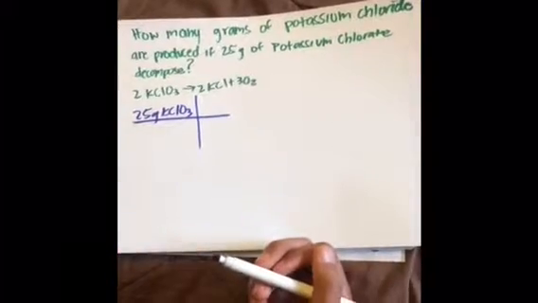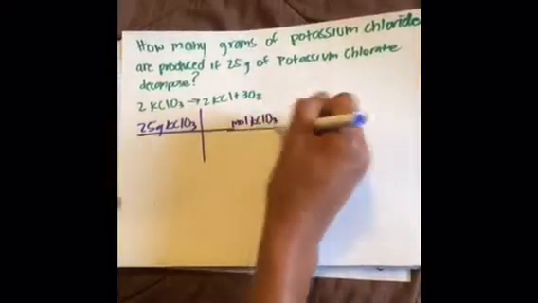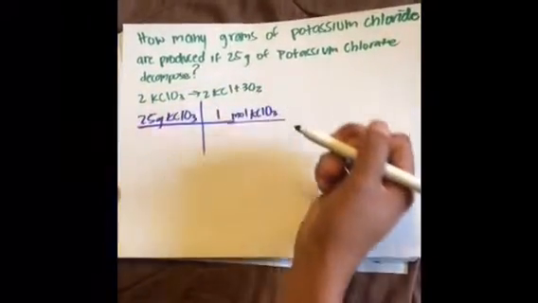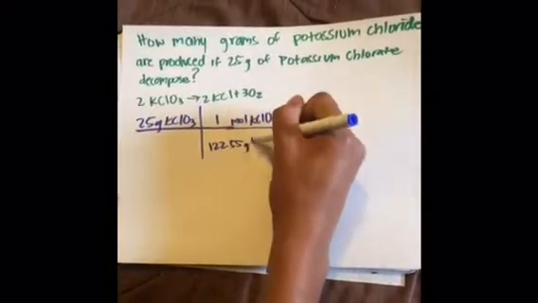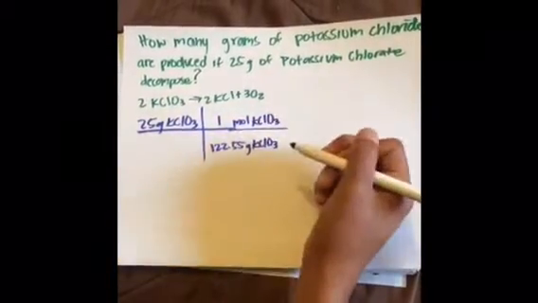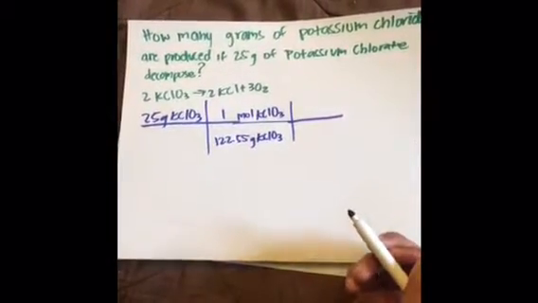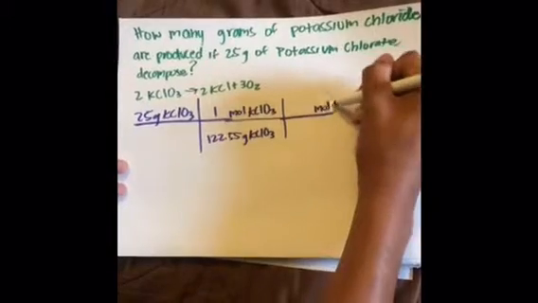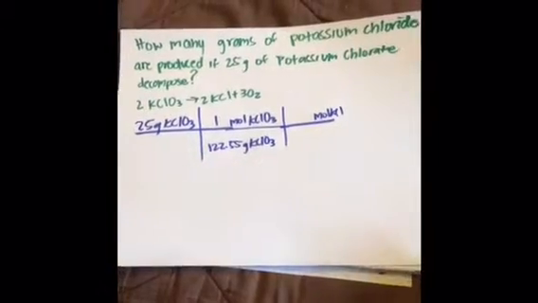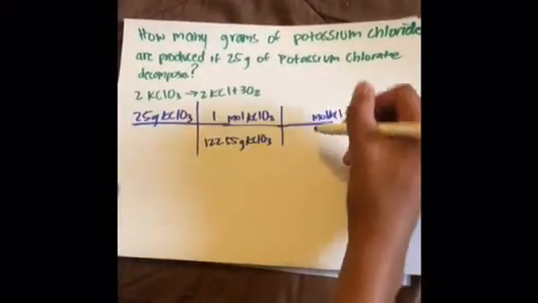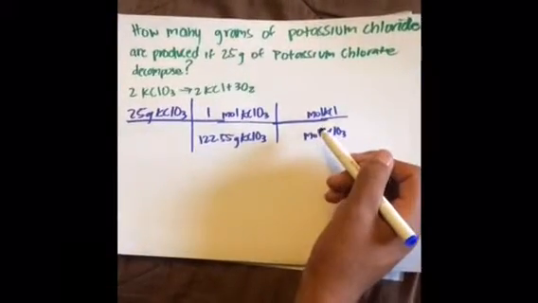So you have 25 grams of potassium chlorate, and you're going to mole of potassium chlorate, and for 1 mole potassium chlorate there is 122.55 grams of potassium chlorate, and you find this out by looking at your periodic table chart. Now from mole of potassium chlorate you're going to mole of potassium chloride, and you're trying to cancel out the mole of potassium chlorate from before, so mole potassium chlorate goes on the bottom, and you look at the equation for this.